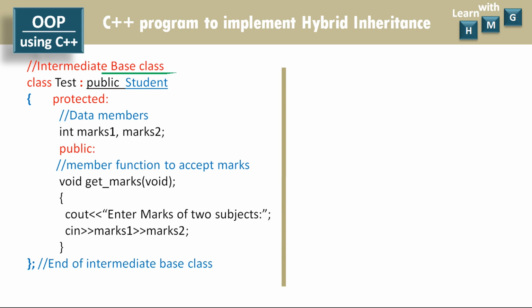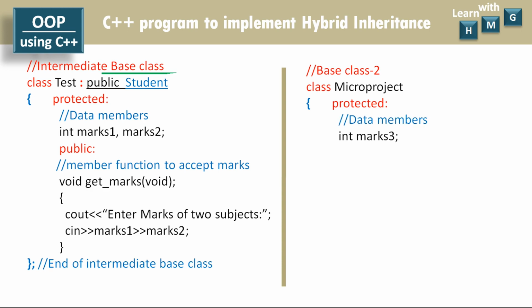Let us go for definition of another class, that is base class 2, which is microproject class. This microproject class is not derived from any other class, it is an independent base class. Here also this has marks 3, that is protected, because this marks 3 also I am going to access in the result class, which is the immediate derived class of this microproject class, and for that it is necessary to declare this marks 3 data member as protected instead of private.